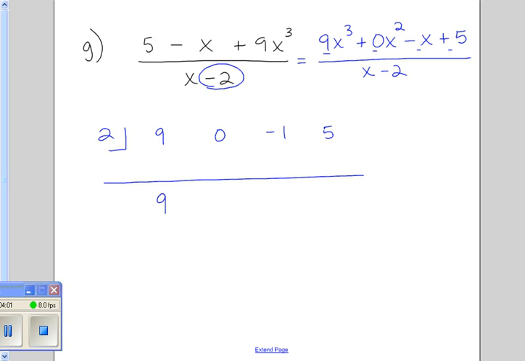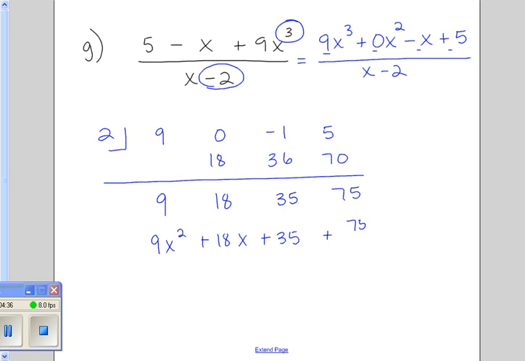The first number comes down, and then I multiply. 2 times 9 would be 18. 18 times 2 would be 36. So that would give me 35. 35 times 2 is 70. And so we have a remainder of 75. Okay, my highest exponent was x cubed, so my answer will be 9x squared plus 18x plus 35 plus 75 over x minus 2.